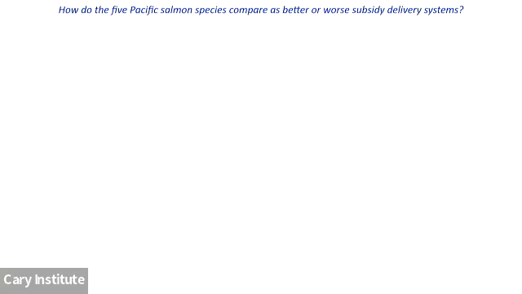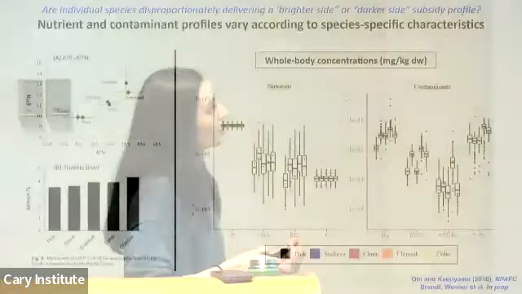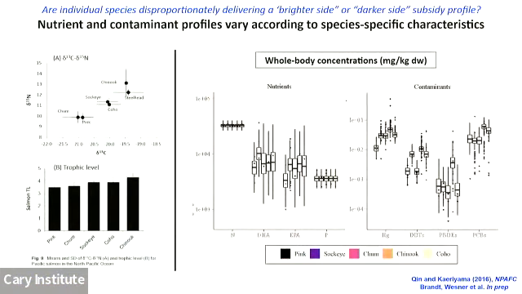And then our final question is, how do the 5 Pacific salmon species compare as better or worse subsidy delivery systems? And this is a 2-layered question. The first is at the organismal level: what is the potential for each of these species to transport beneficial subsidies, being nutrients, and non-beneficial subsidies, being contaminants. And you can see that work by others in the past has demonstrated pretty nicely that there is this gradient in trophic level of the species, paired with our biplot of stable isotopes. And this maps on, it's supposed to be colored, to the nutrient and contaminant profiles.